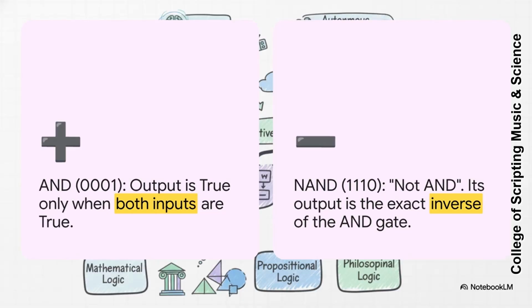And this pattern holds for every single pair. Remember the AND gate with its code 0001? Well, look directly across the circle from it. What do you find? The NAND gate with the code 1110. It's the perfect inverse. For every single output where AND is a 0, NAND is a 1, and vice versa. It's a system of just perfect balance.